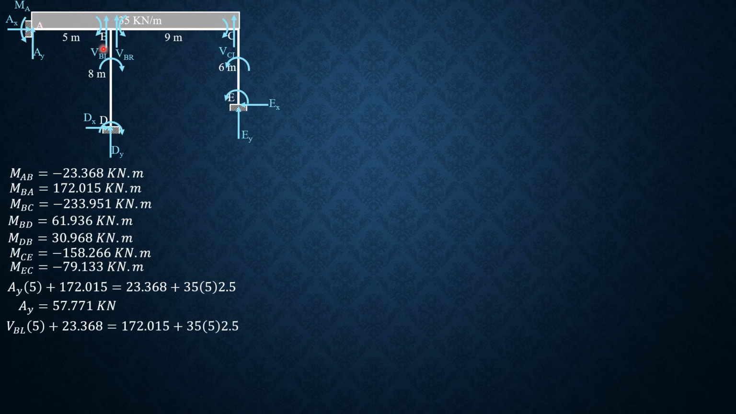Then shear at B just to the left: summation of moments, shear times 5 plus moment A, 23.368, equals moment at BA, 172.015, plus moment of the load, 35 times 5 times 2.5. So shear at B just to the left is equal to 117.229 kilonewtons.